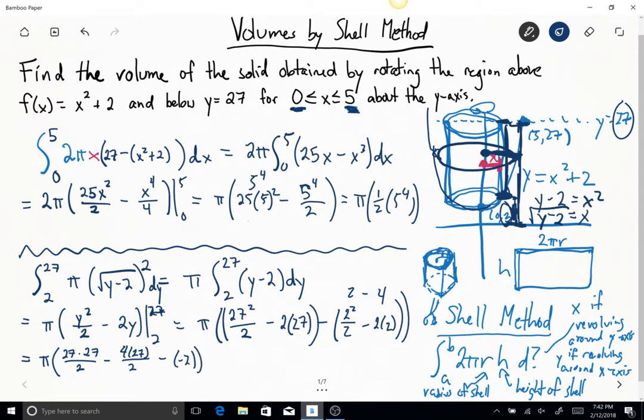Okay, so we go 27 minus 4. Notice we get 23. So this equals 23 times 27 all over 2, and then plus an extra 2. And then all this is times pi.